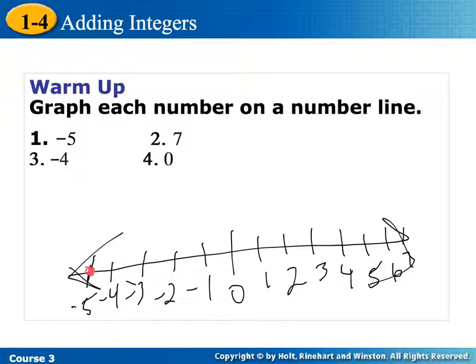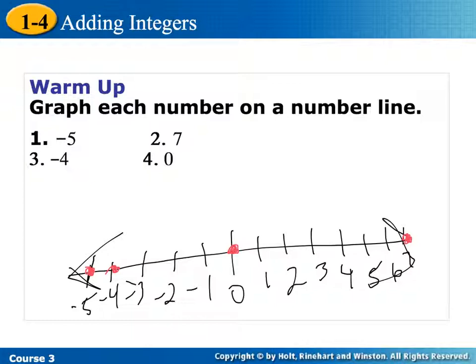I'm going to move on to number 7. Number 7. Okay, I move my point all the way. If I find 7, which is right after 6, there it is on the graph line. -4, -4 looks like this, and 0 right smack in the middle. Okay, so that is graphing on a number line.